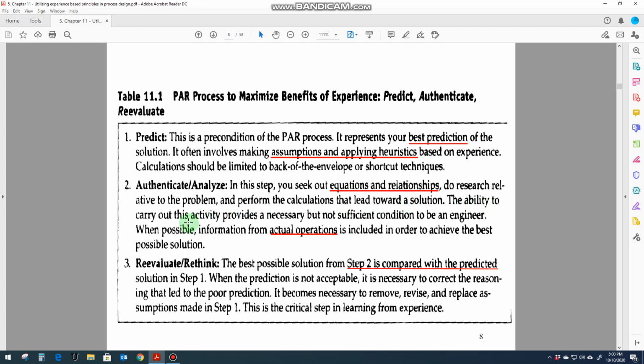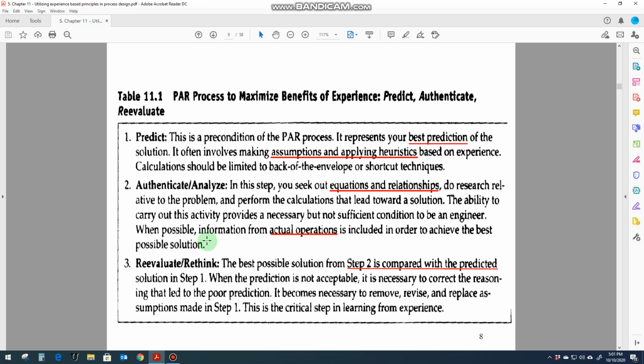The ability to carry out this activity provides a necessary but not sufficient condition to be an engineer. Now, if you have some kind of shortcut methodologies, it is not necessary that you are an engineer. You can teach some equation to an operator to get some quick values, and then without any detailed knowledge of engineering, he can just put in the values from the process, get the new value, see if there is any problem in the system or not, and how he can actually solve the problem.